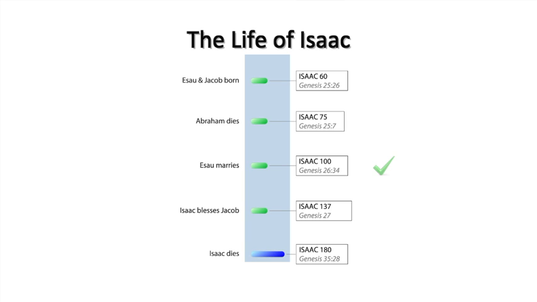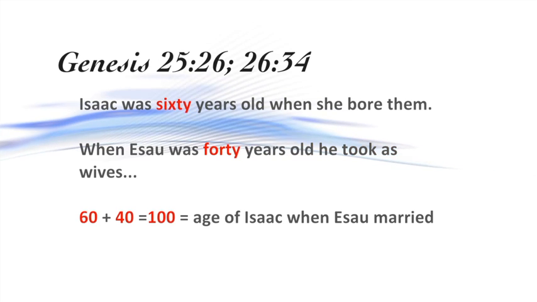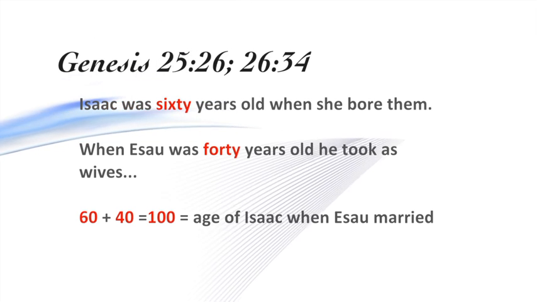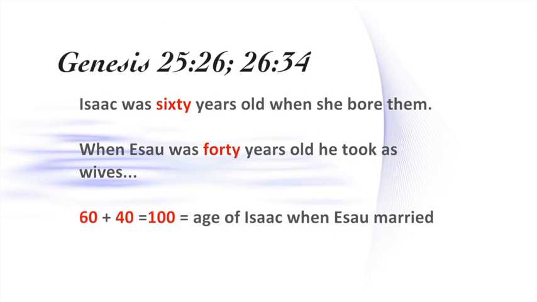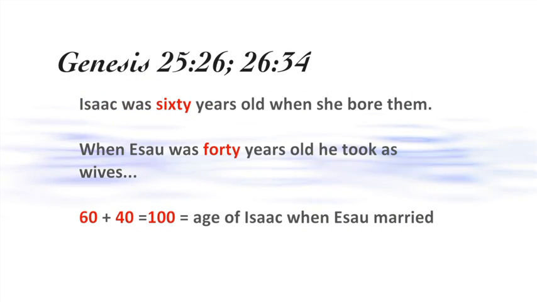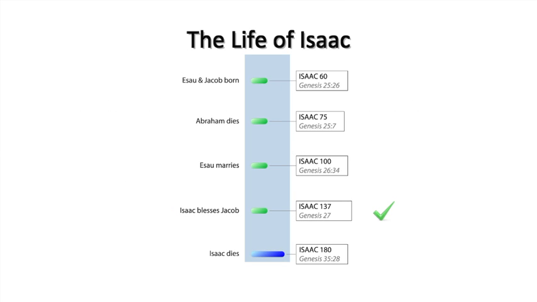When Isaac was 100, that's when Esau got married. That's Genesis 26:34. When he was 137, that's when Isaac blessed Jacob rather than Esau. And that story is in Genesis 27.